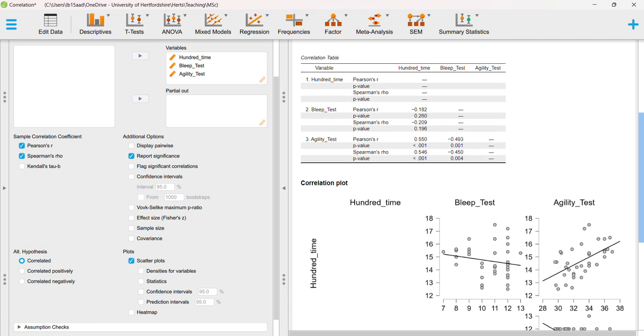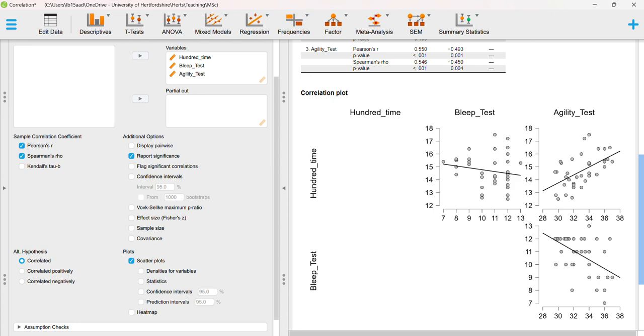So if we were to look at the graphs first, here we've got the 100 metre time against the bleep test. The line is quite flat, isn't it? So I'm guessing there's not a significant relationship between the 100 metre sprint time and the bleep test. If I look at the graph on the right, which is 100 metre sprint time versus the agility time, there is a nice relationship going on.